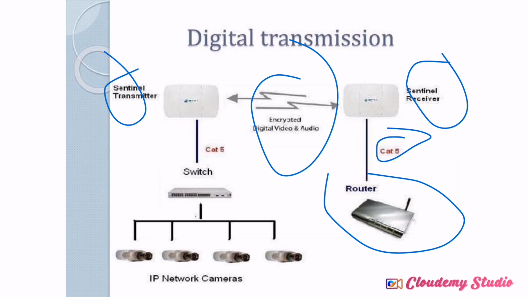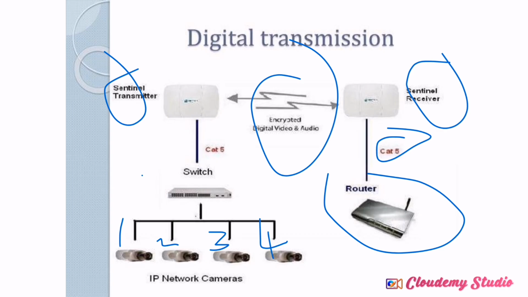This is the switch. So have you seen here from the explanation? Have you seen the cameras that are here? You have one camera, 2, 3, 4 cameras. All these 4 cameras are connected to the switch. Then from the switch it goes to the Sentinel transmitter. Then from the Sentinel transmitter, after encryption, it goes to the Sentinel receiver, and the Sentinel receiver to the router.